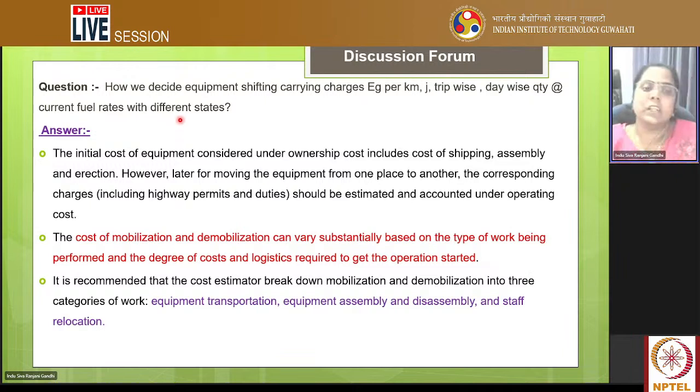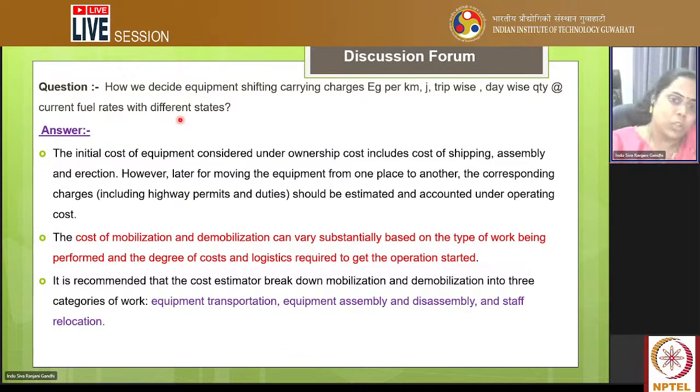But basically, when you procure the equipment, the initial cost of the equipment will include all the charges, the mobilization charge of the equipment and the assembly. It will include all the charges to get the equipment ready for the operation at the project site. But later, when you shift your equipment from one project site to another, that has to be considered separately under the operating cost.